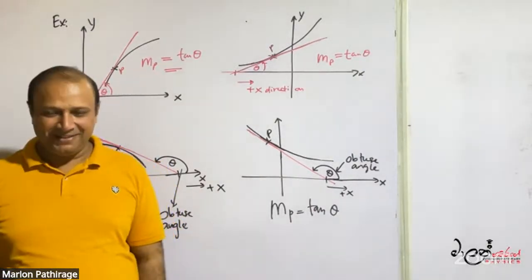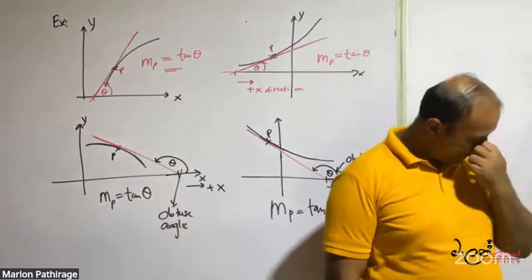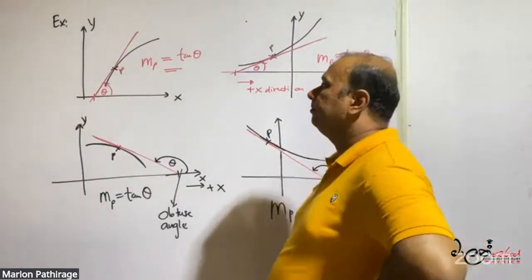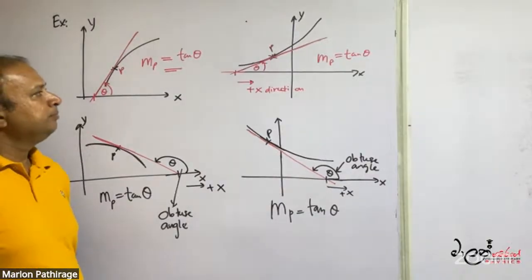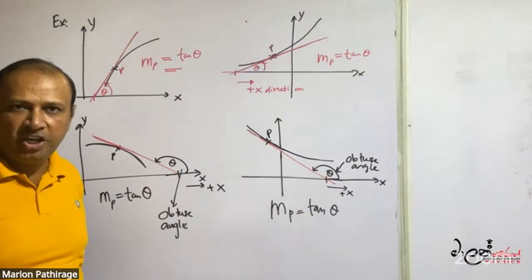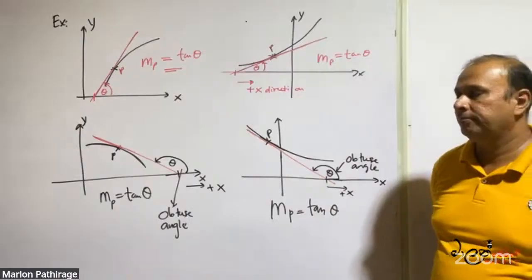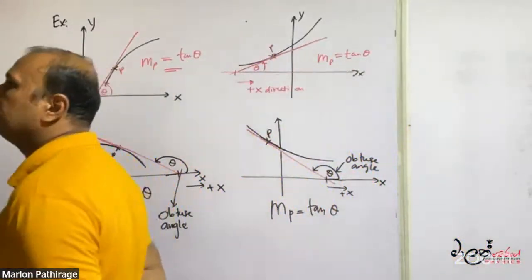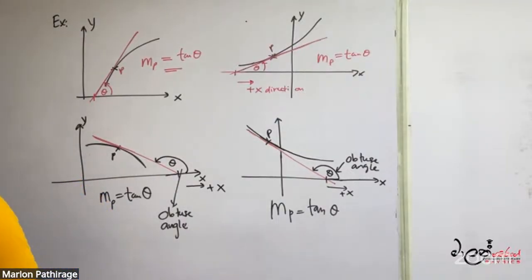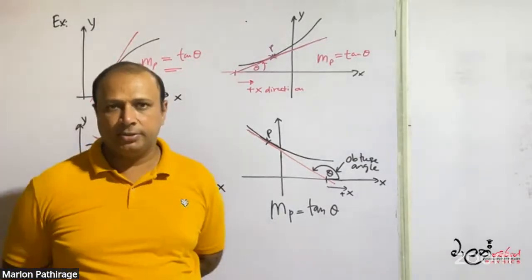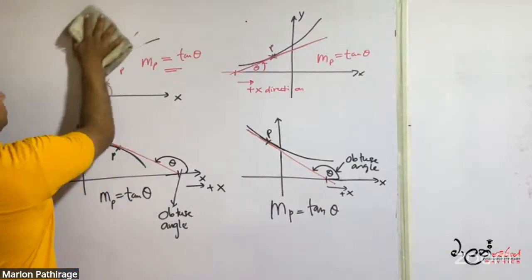Okay. Again, it is very clear. When the gradient changes, the shape of the graph also changes.